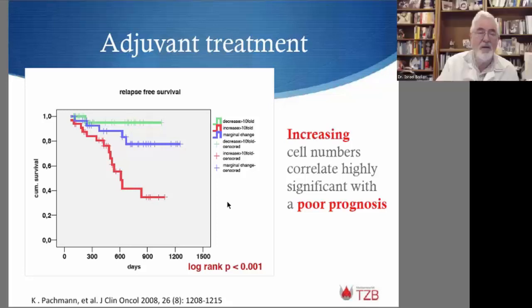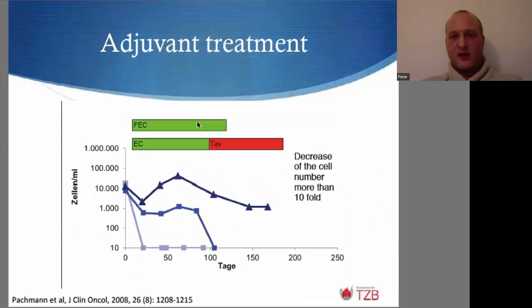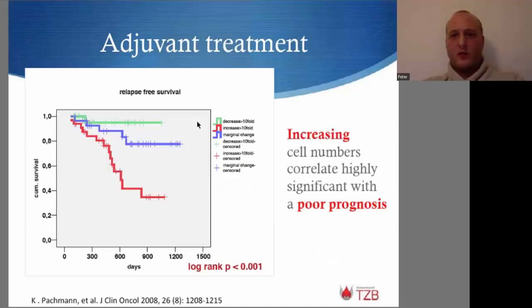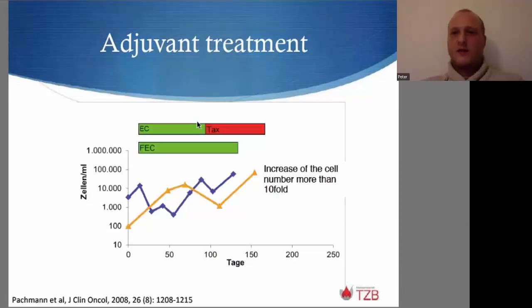I could see the graph very well and I see the colors. Could you go again and specifically tell me what is the green, what is the blue, and what is the red? Okay, if we go back, the green one is decreasing cell numbers by more than 10-fold under therapy. The blue one is no change of the cell numbers under therapy, and the red one is increasing cell numbers by more than 10-fold under therapy.